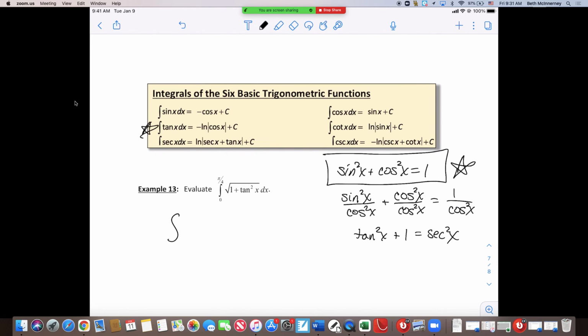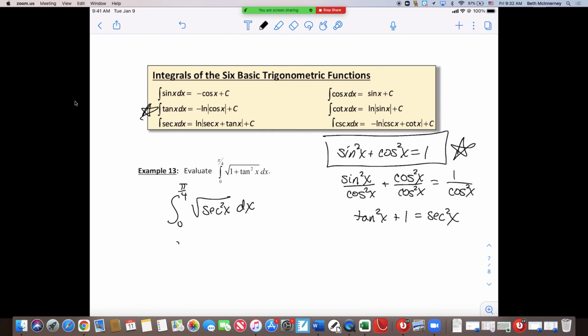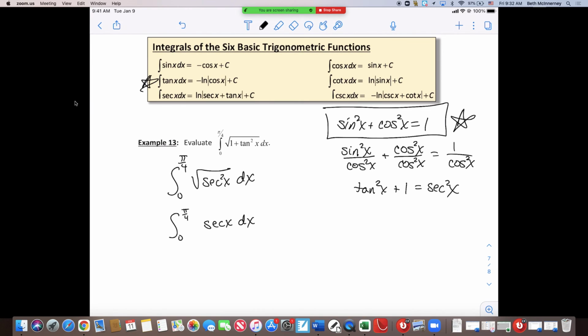So I'm not doing a u substitution at all. I'm going to do a Pythagorean identity substitution, and I'm going to replace 1 plus tangent squared x with secant squared x. Well, what do we know about the square root of a square? They cancel. And then I'm going to look up here at the top, and this one is the natural log of secant x plus tangent x, and I'm evaluating from 0 to pi over 4.